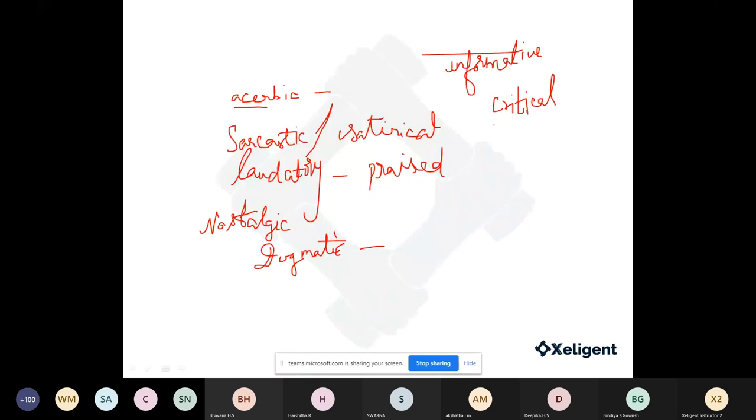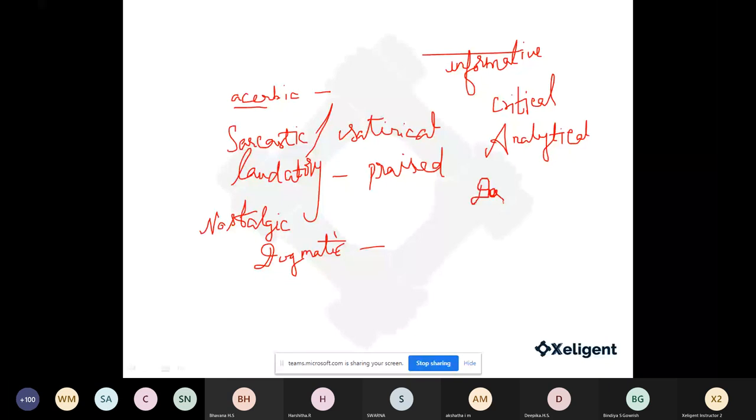So that is critical. Next one is analytical. Analytical is making analysis, like telling about the pros and cons and coming to a final conclusion. So that is analytical. Okay, the final one is descriptive. There are a lot of tones apart from this, but these are the most commonly asked tones in the passage.